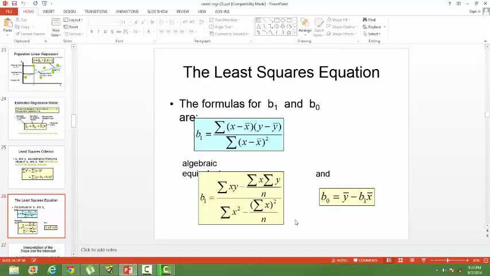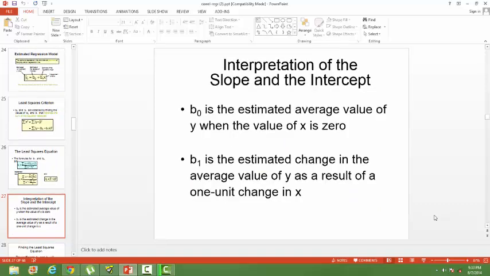Okay, so that's how you have built the model, and you can use it for a variety of purposes. So how do we interpret the slope and intercept? In fact, this is very important.